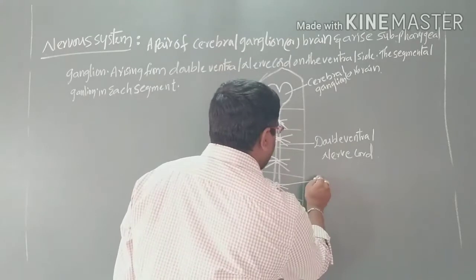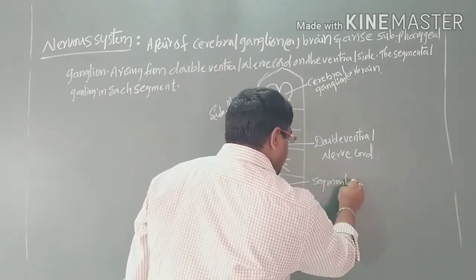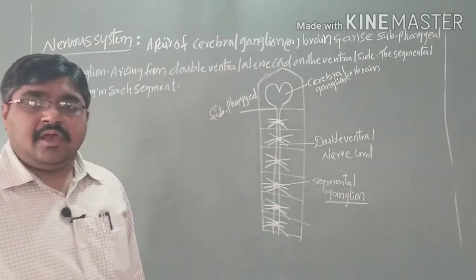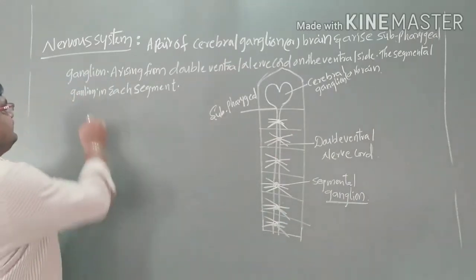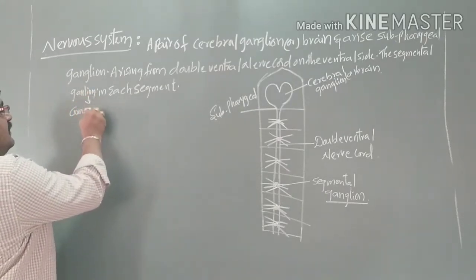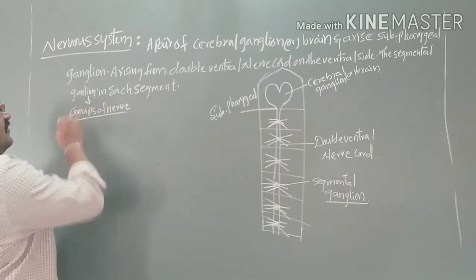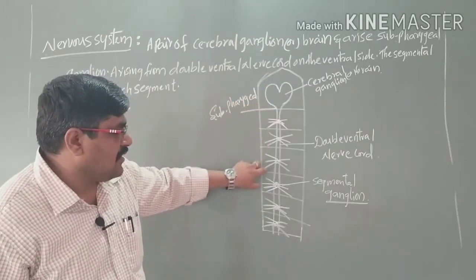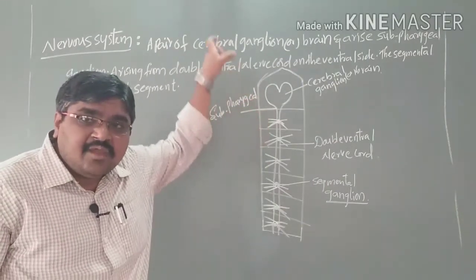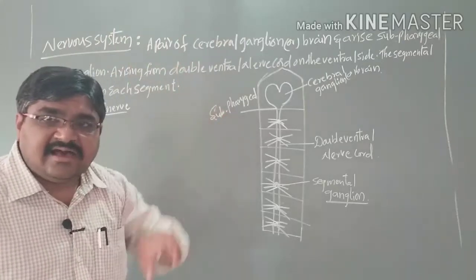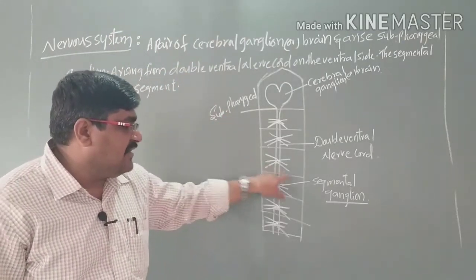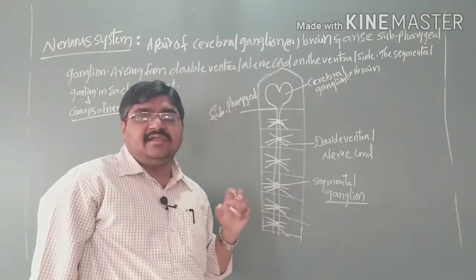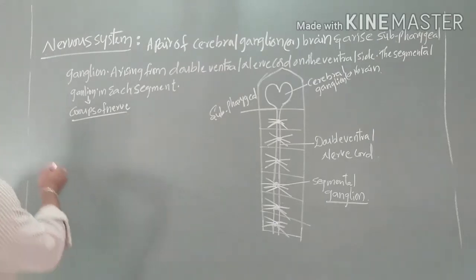So here we can call these the segmental ganglia. Ganglia means a group of nerves. That group of nerves we call ganglia, where there is a cerebral ganglion, from it the subpharyngeal ganglion arises, and from that a double ventral narrow cord on the ventral side of each segment. That means from the first segment to the last segment this extends, and each segment has segmental ganglia. This is the type of nervous system present in annelids. Next, coming to the last one, that is reproduction.